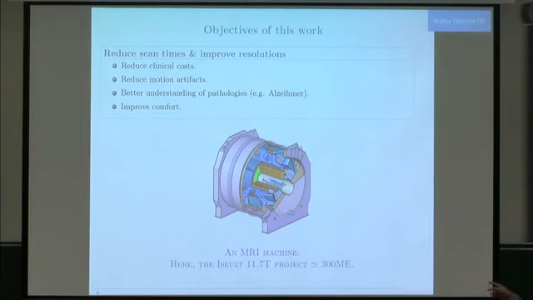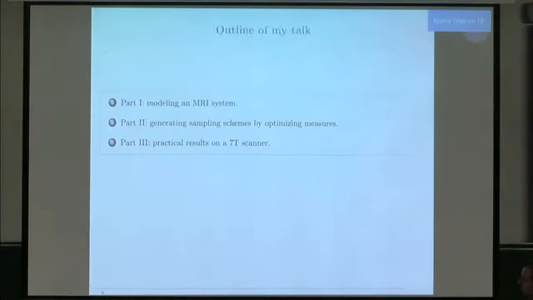For instance, I am working a lot with the CEA, and they are building a machine that is 300 million euros, so just a huge project. It's the biggest scanner in the world, and it's 11.7 Teslas, so just a huge machine. So my talk will be divided in 3 parts. In the first part, I will try to model the MRI system, so this is for a specialized audience somehow. The second part will be more generalistic, and then I will present practical results, in vivo results on a 7 Tesla scanner.